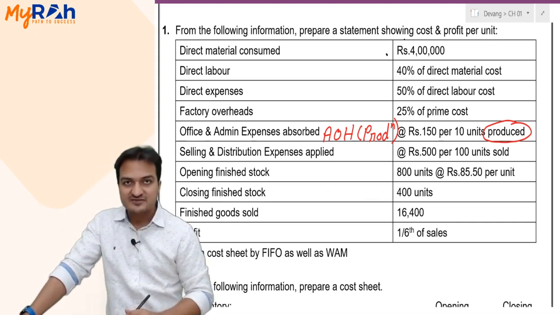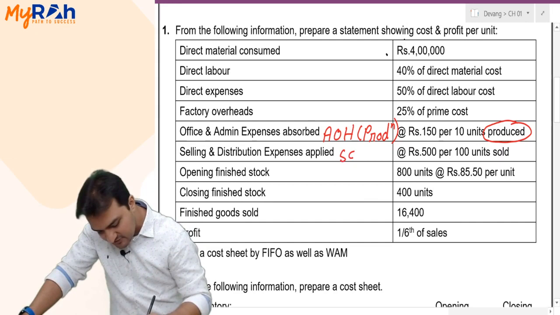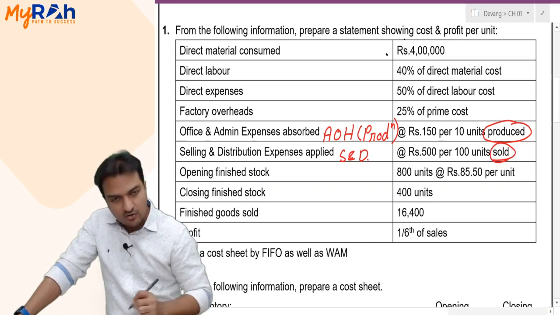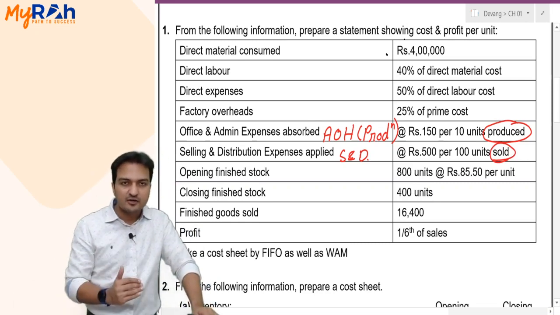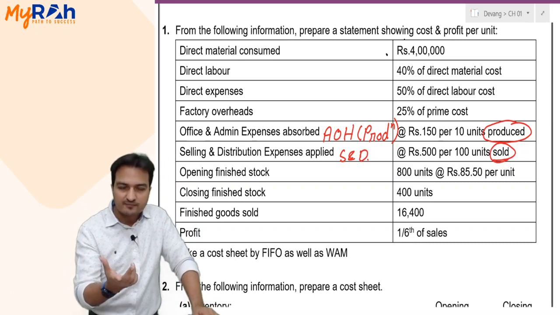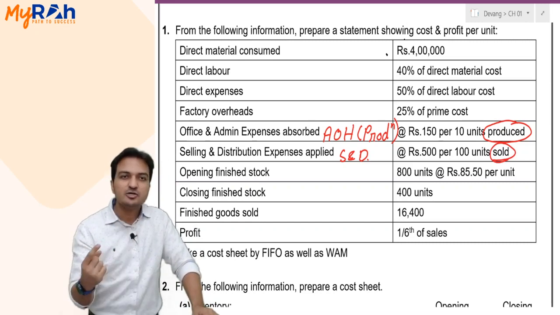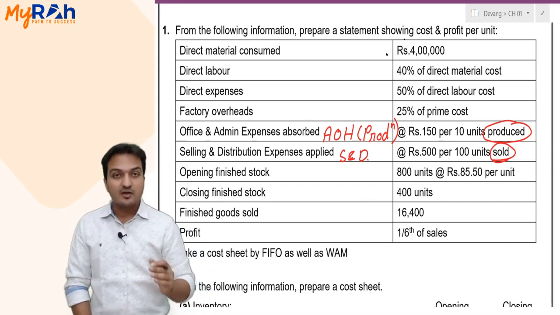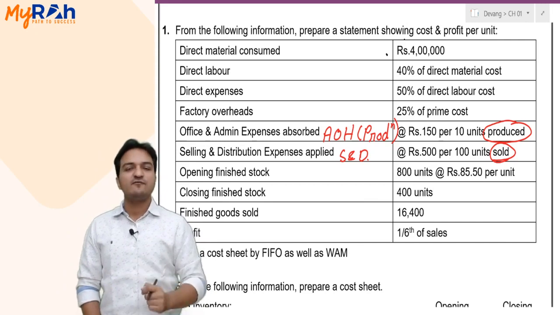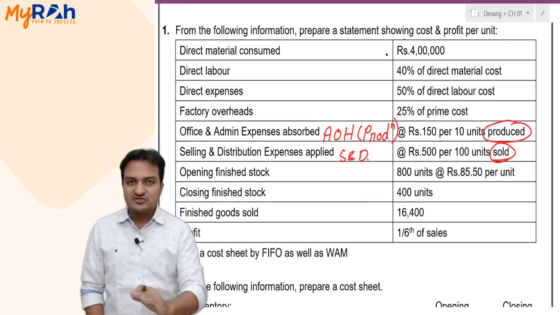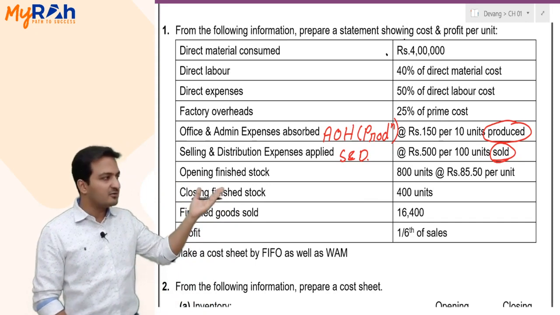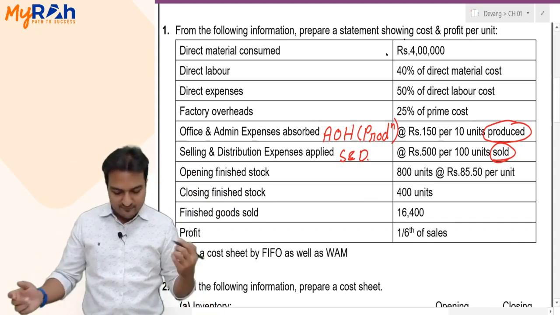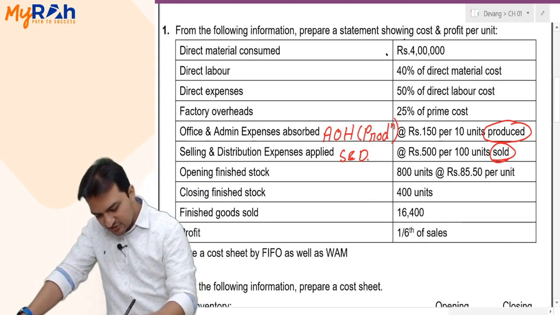Selling and distribution expenses applied. This becomes your S&D overheads. And it says 500 per 100 units, meaning it is 5 per unit. But which unit? Sold unit. So S&D overheads is 5 per unit sold. You remember that selling and distribution is always incurred on the sold units. Even if they did not mention the word sold here, still you will assume that S&D overheads is always on sold units.